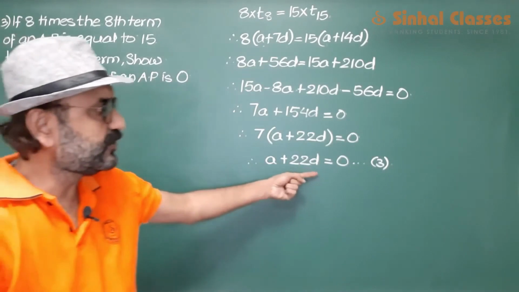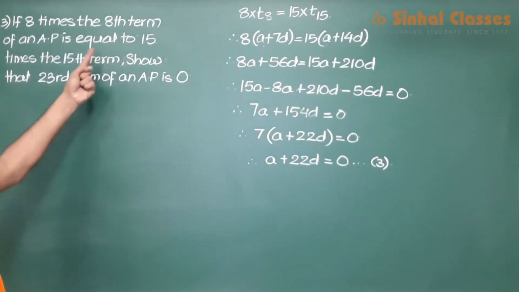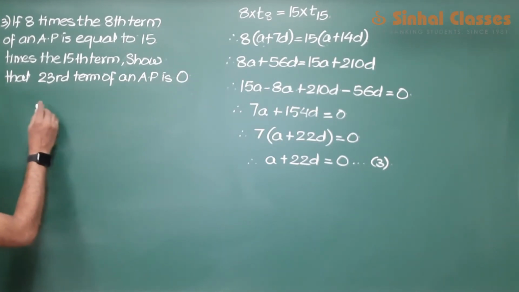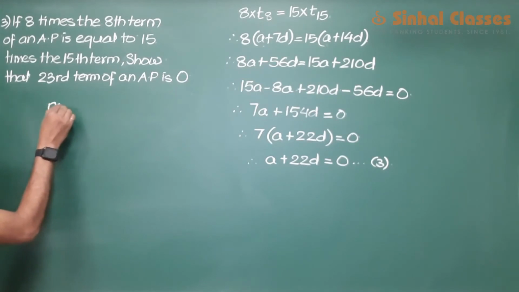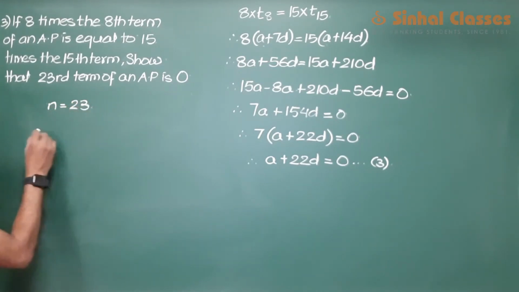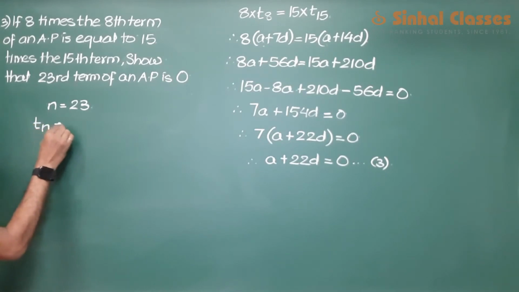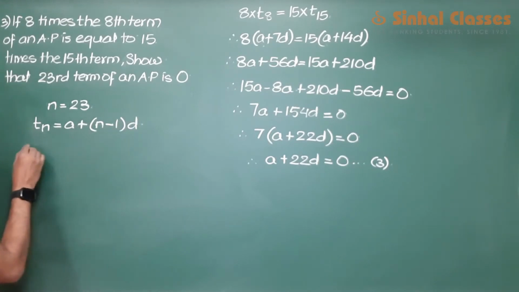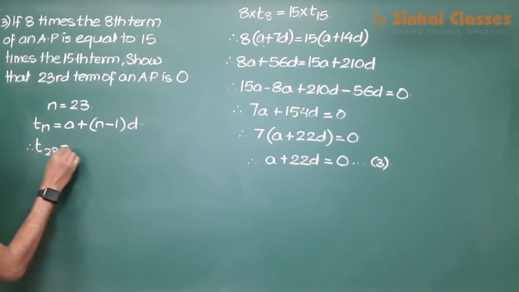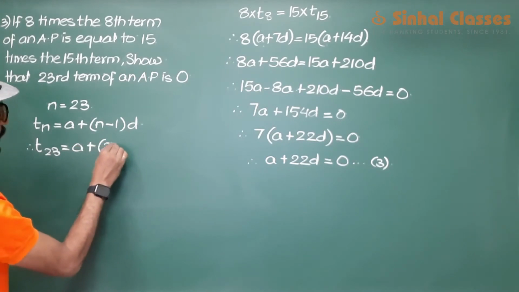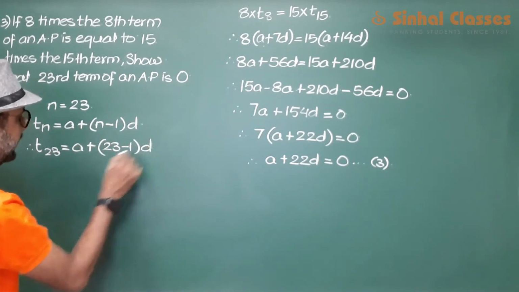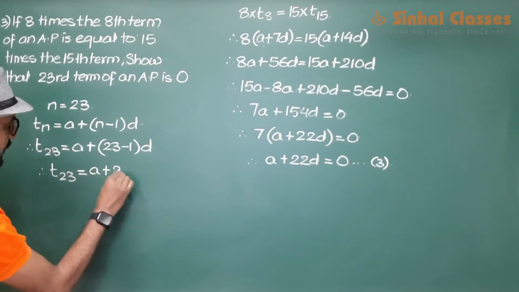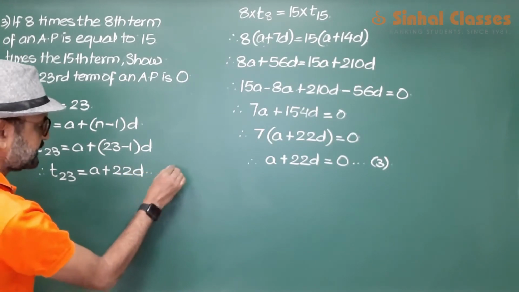Now after getting a plus 22d is equal to 0, we want to show that the 23rd term is 0. Let us take the 23rd term. When n is equal to 23, the nth term is a plus n minus 1 into d, so t23 is equal to a plus 23 minus 1 into d. So the 23rd term is a plus 22d. Take this as statement number 4.